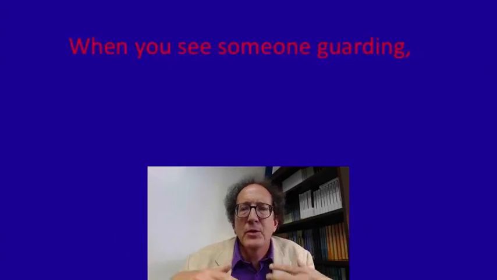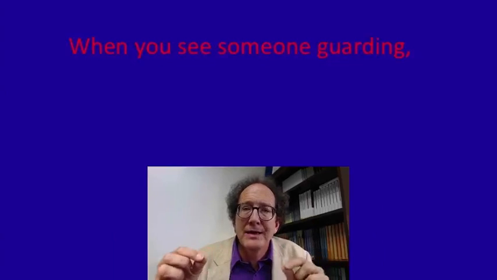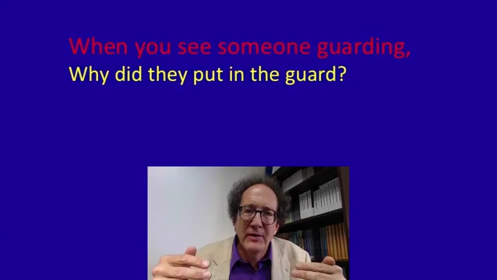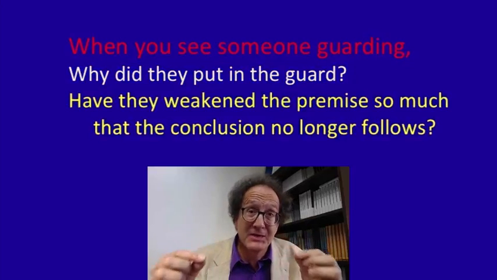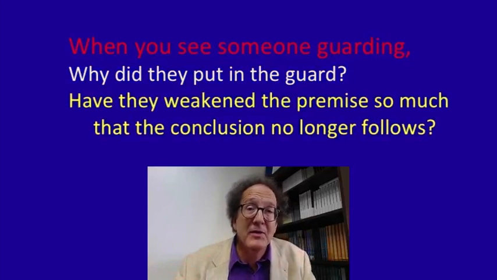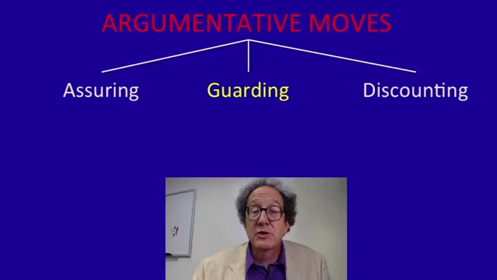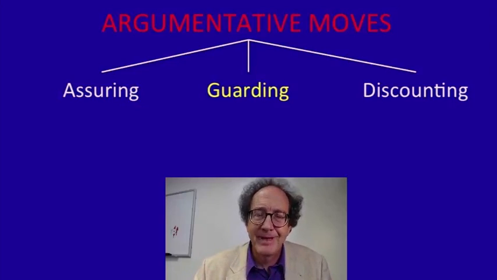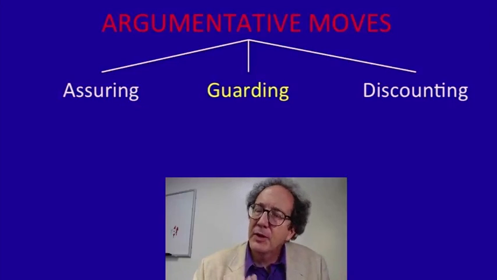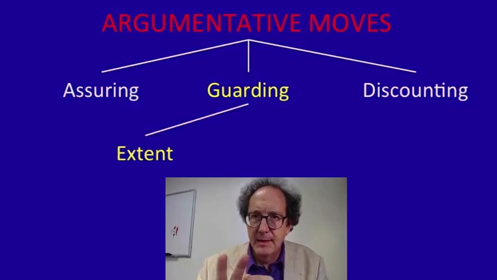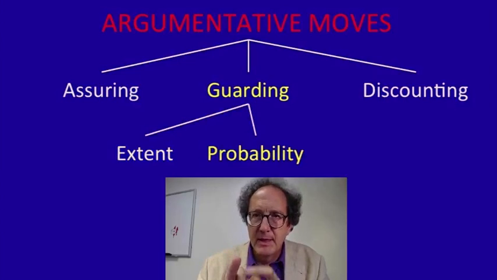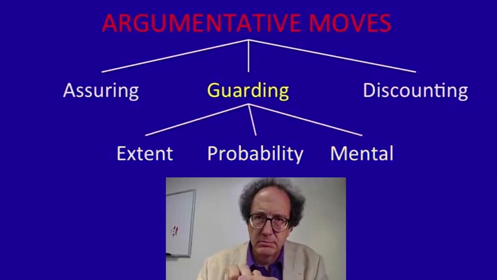So when you see someone using guarding like this, you need to ask, why did they put in the guard? And have they put in too much guarding? That is, weakened it so much that the conclusion no longer follows. So the general trick of guarding is to weaken the premise so it's going to be harder to deny. And that's how your argument gets going. But there are at least three different ways to do this. One is the extent, the other is probability, and the other is mental.